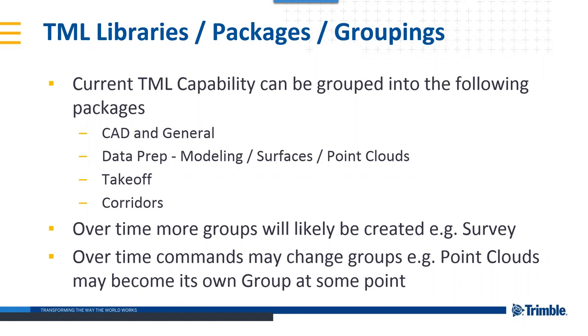In the long term, they may split into 3 different packages, for instance, one for modeling, one for surfaces, and one for point clouds, as we add more and more TML capability collectively. And so menus will eventually fill up, and you'll need to subdivide to create more menus as more commands become available. So don't look at this as fixed in stone, it's going to be like this forever. But right now, these logical groups seem to make a lot of sense.